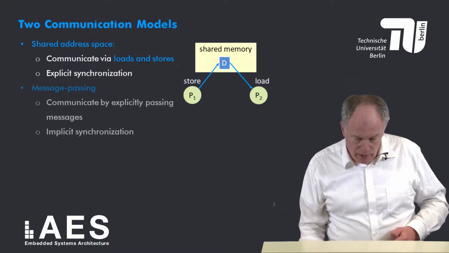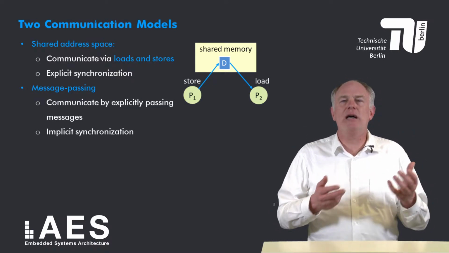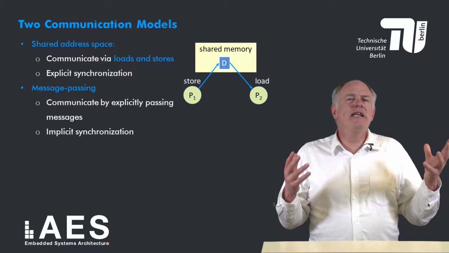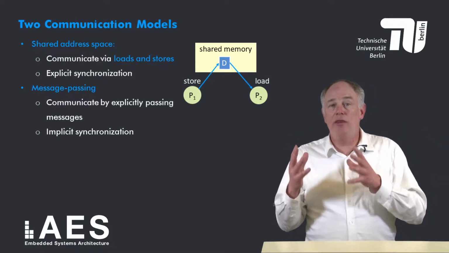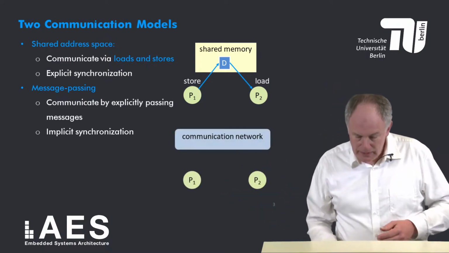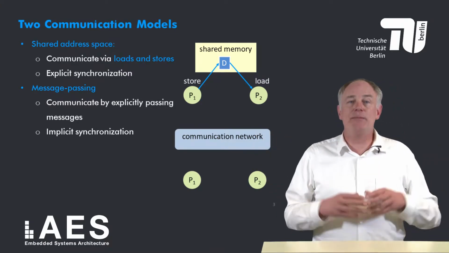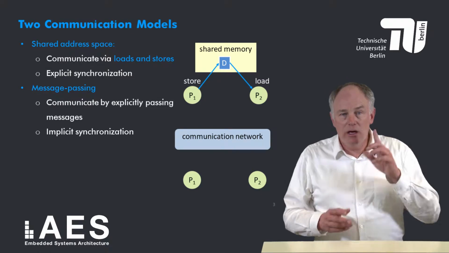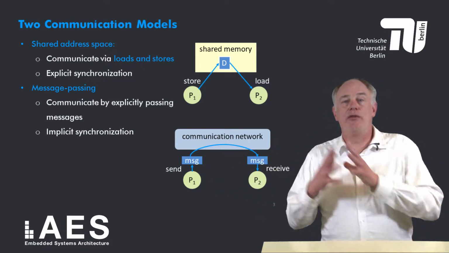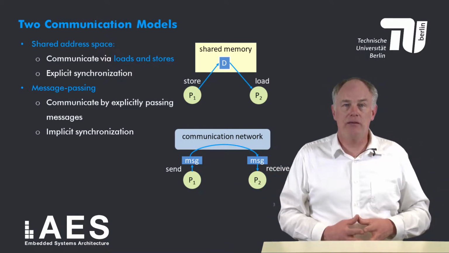The second communication model is message passing. In this model, cores communicate by sending and receiving messages between them. In this case, synchronization is implicit because when the receive has happened, we also know that the send has happened. To give an example, here again we have two processors, but now the shared memory has been replaced by an arbitrary communication network. To communicate data from P1 to P2, P1 has to send a message through the communication network to P2, and P2 has to explicitly receive it.